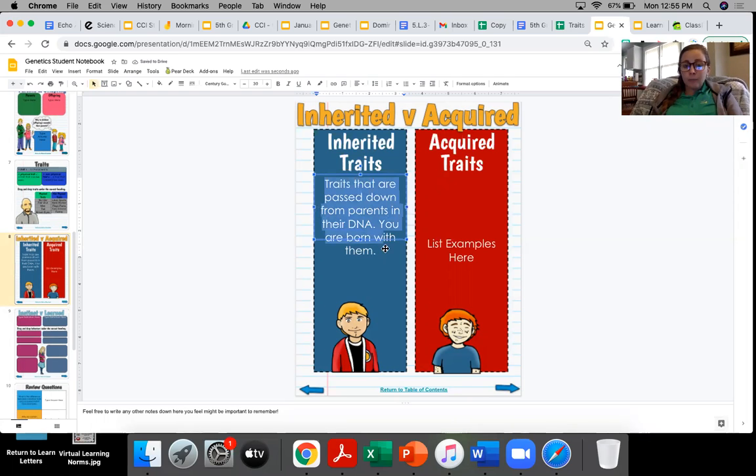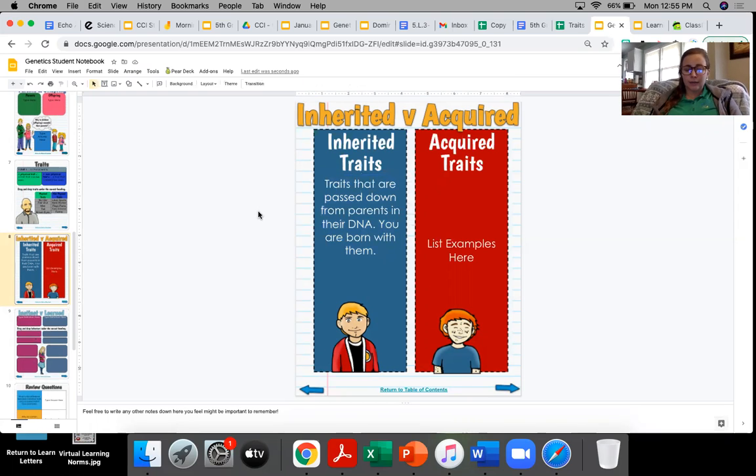So I'm going to copy this and paste it in the chat so that you guys can copy and paste to make it much quicker, or you can copy it and type it all out yourself. Totally up to you. So if inherited traits are traits that are passed down from parents in their DNA, they're traits that you're born with.